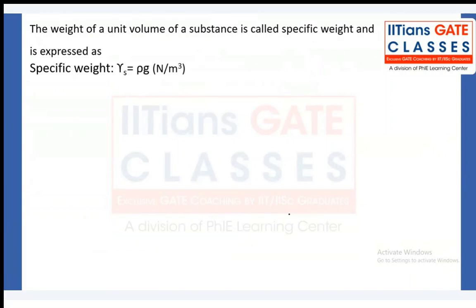The specific volume means it is the reciprocal of the density. How much volume is there for a unit mass, right? That is denoted by specific volume. Generally, the value of density of ideal gas is 1.2 kilogram per meter cube. Getting my point?